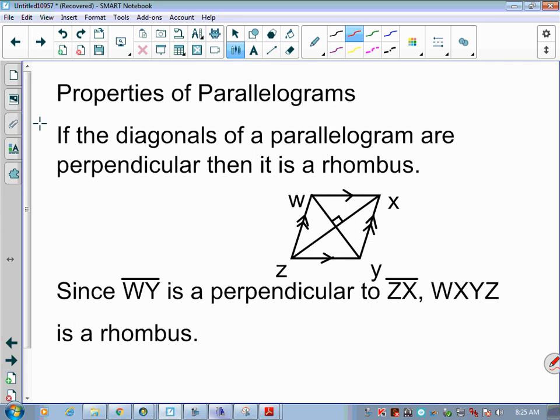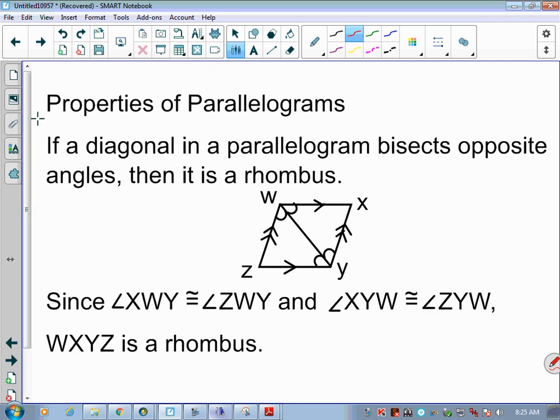Back to a rhombus. If my diagonals are perpendicular, then it is a rhombus. If the diagonals of a parallelogram are perpendicular, then it is a rhombus. And finally, if a diagonal in a parallelogram bisects opposite angles, then it is a rhombus. And these are all rules that we've looked at before. So, if I know that all four of those are congruent, and they're bisected, which means I'm working with a rhombus.